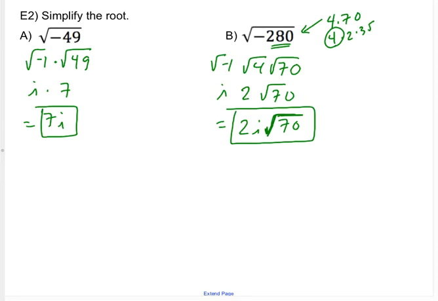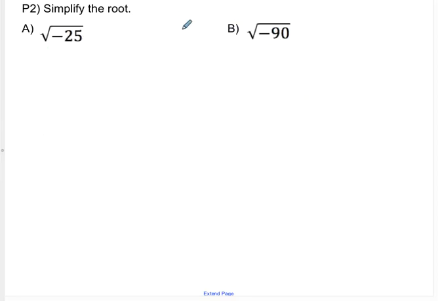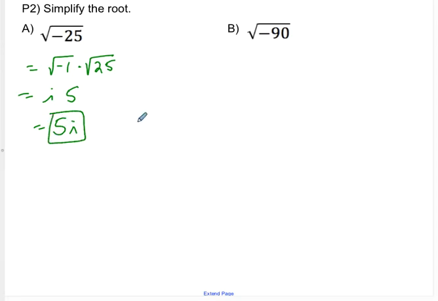All right, so go ahead and pause me if you want. So this root negative 25 is a negative 1 inside a root and a 25 inside a root. So that's going to be an i and a 5. So you're probably going to write that as 5i. My i's kind of look like little tents. I don't know why. It is what it is.